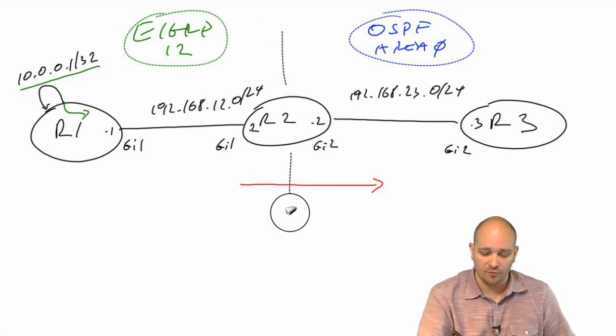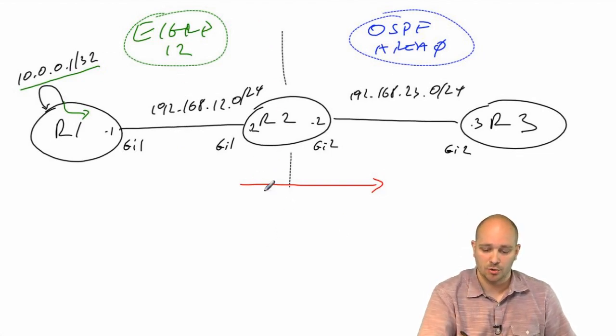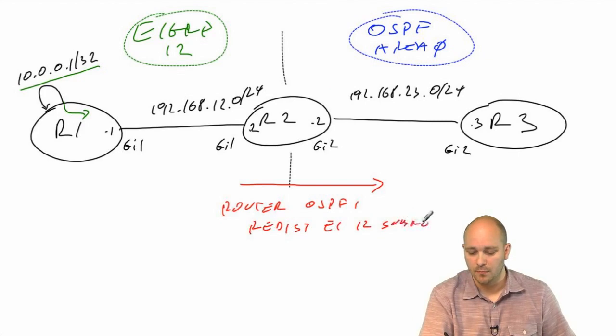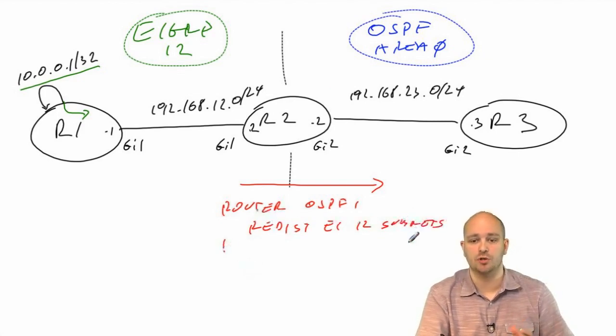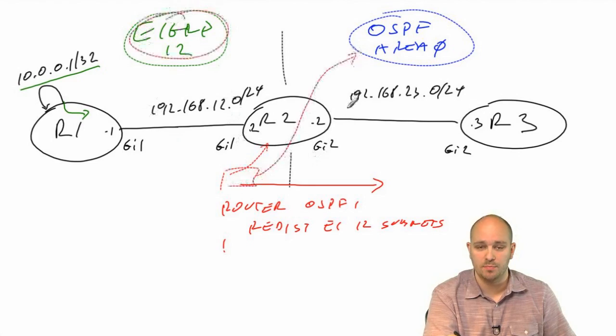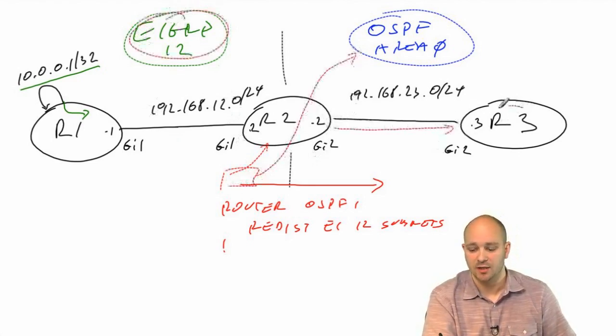So very, very straightforward configuration, nothing special there. The configuration here would be router OSPF 1, and let's say redistribute EIGRP 12 subnets. So this is the basic redistribution configuration on OSPF. So now what's going to happen is from the routing table on R2, the routes that were injected by EIGRP are going to be inserted into the OSPF database on R2 and then advertised as external LSAs to R3.